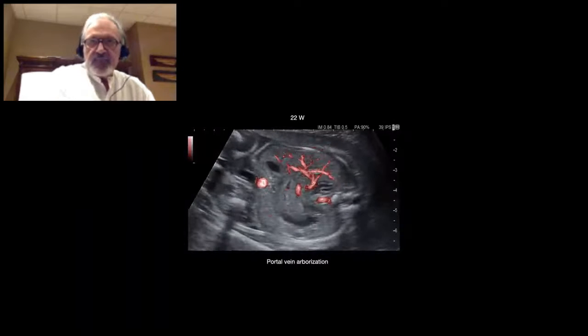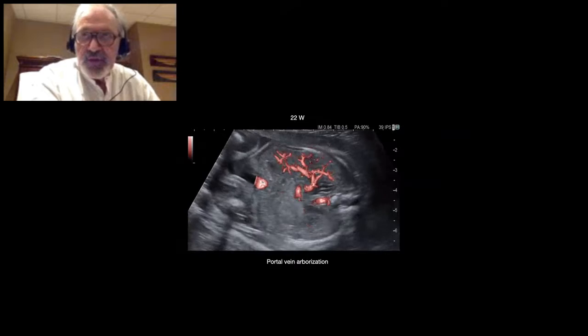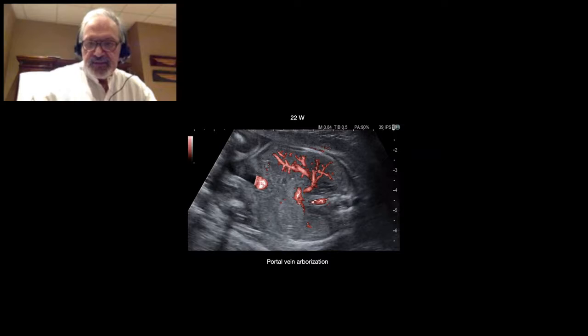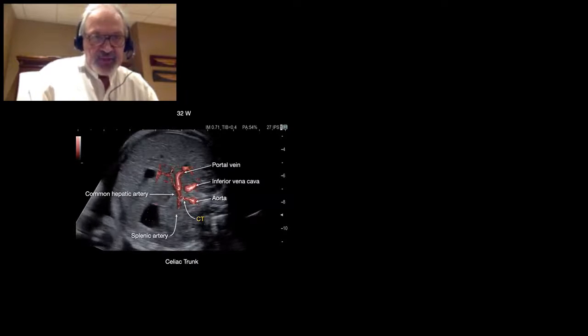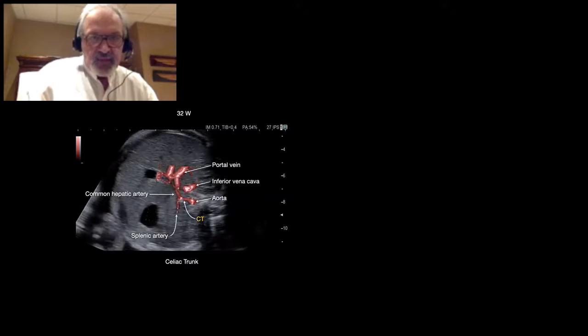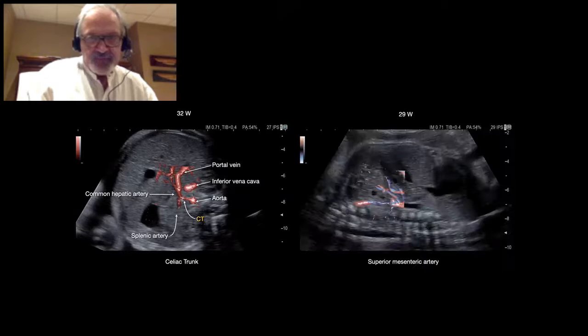Here we have the portal network at the lower part of the liver. And you can see we have a good definition of the flow. Here we have a celiac trunk coming from the aorta, and as you know, the celiac trunk bifurcates into two branches, on the left the splenic artery, and on the right the common hepatic artery. We can also recognize the inferior vena cava and the portal vein.